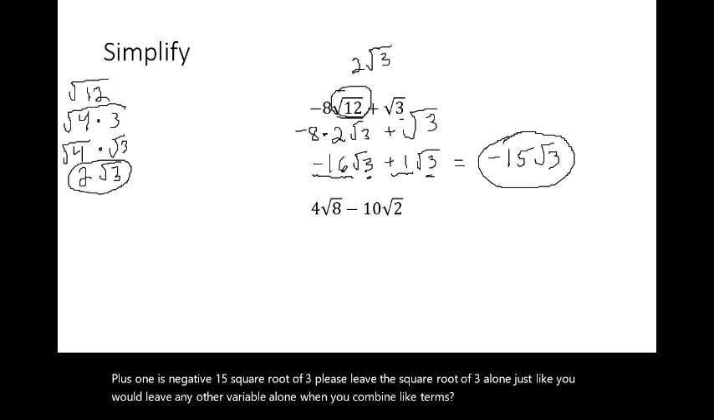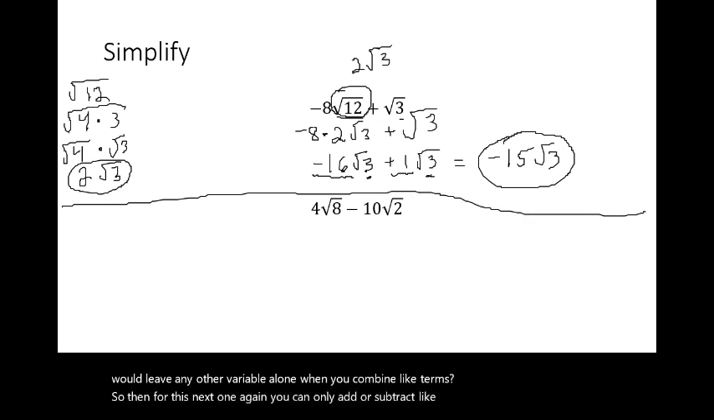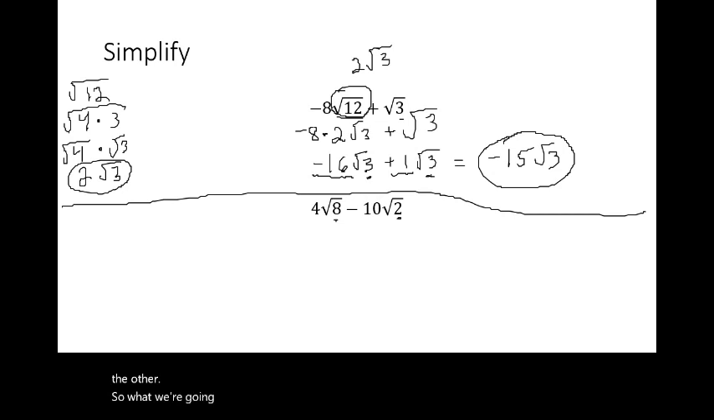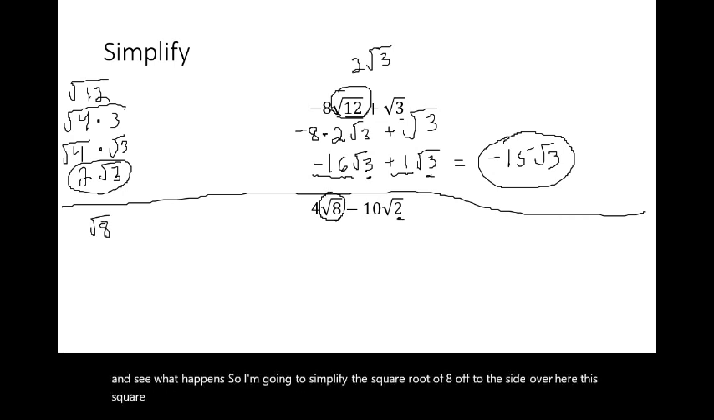So then for this next one, again, you can only add or subtract like radicals. So at the moment, as these are written, these are not like radicals because there's an 8 in one of them and a 2 in the other. So what we're going to try is we're going to try and simplify at least the square root of 8 first and see what happens. So I'm going to simplify the square root of 8 off to the side over here. This square root of 2, it's not going to get any better, so that's as good as that's going to get. But let's simplify square root of 8.